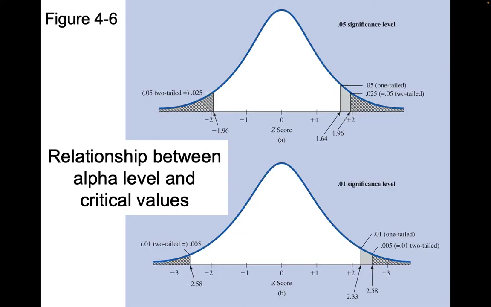So this graphic, also in the textbook, shows you the relationship between alpha level and critical values. Notice that at the 0.05 significance level up top, the critical values are lower than at the 0.01 significance level at the bottom.